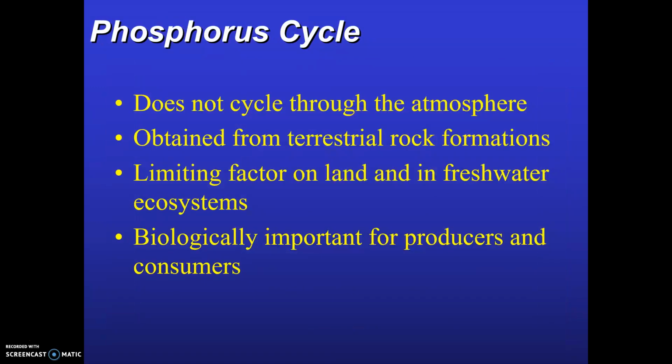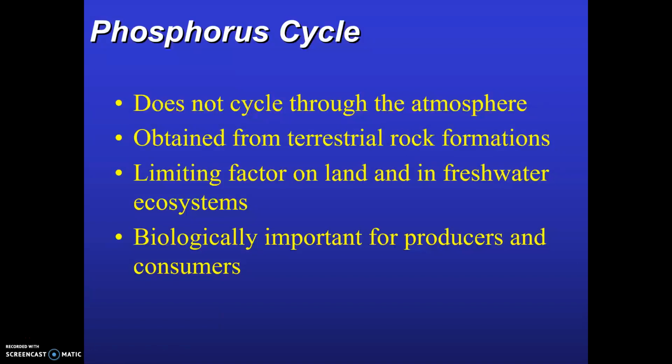So let's look at the phosphorus cycle. An interesting fact about the phosphorus cycle is that it does not cycle through the atmosphere. It cycles through soils and rocks and water and plants, but not through the atmosphere. The major reservoirs or storage of phosphorus on Earth are in rock formations and ocean bottom sediments. So we find phosphorus in actual rock formations and sediments.